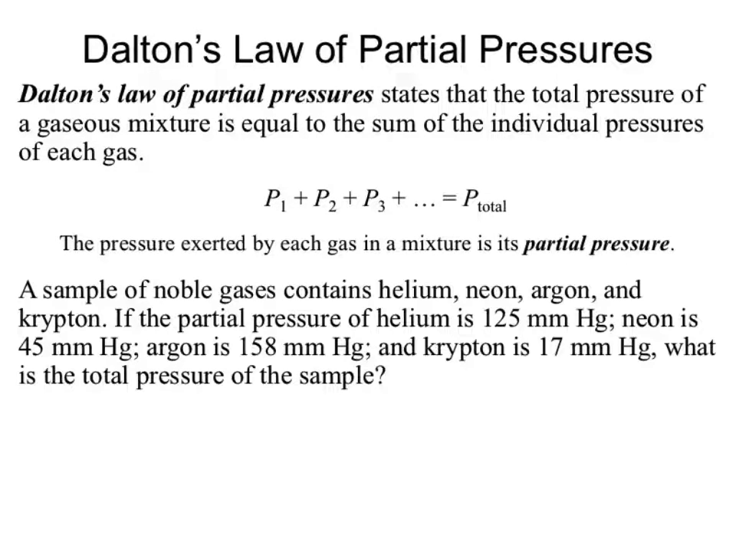So I need all those numbers. The least precise place, what is the least precise place in 125 millimeters mercury? The 5, the ones place. In neon, it is 45 millimeters mercury. The 5, which is the ones place. Argon, 158 millimeters mercury. The ones place. Krypton, again, the ones place.